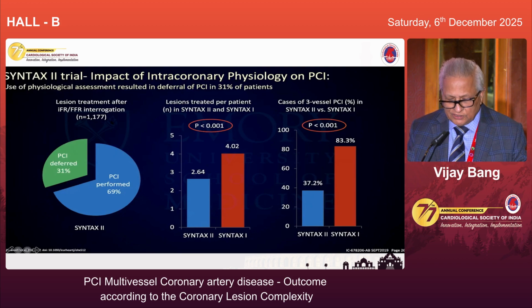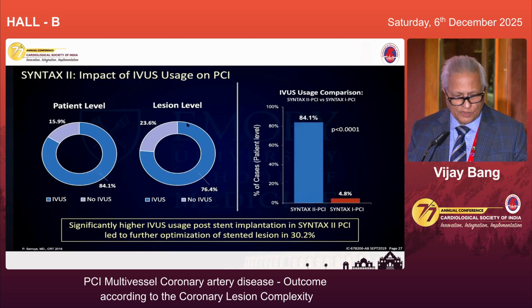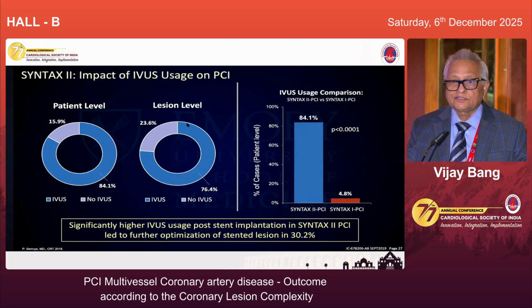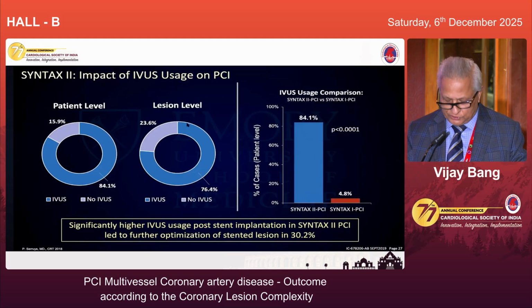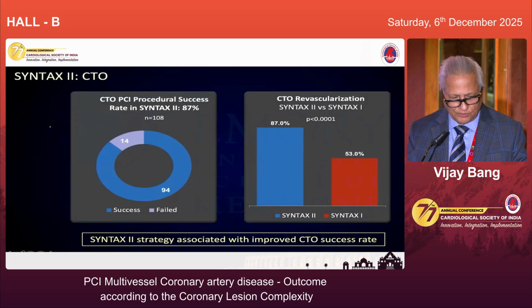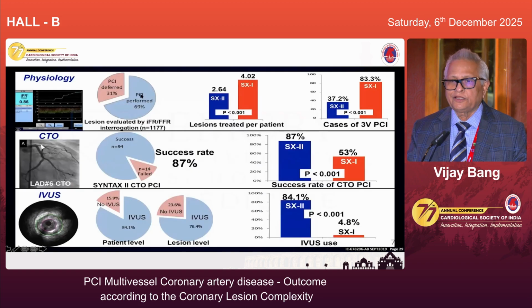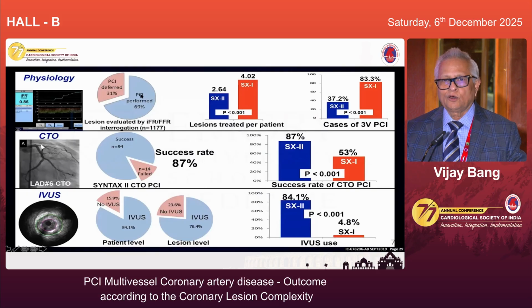Similarly, 3-vessel disease, 83.3% in SYNTAX 1 and 37.2% in SYNTAX 2. Now, IVI use in SYNTAX 1 was 4.8%, SYNTAX 2 84% was IVI used. Then CTO crossing 87% success rate as against 53% in SYNTAX 1. All this will definitely impact the long-term outcome result.